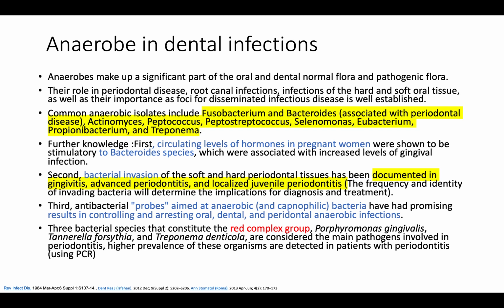Second, bacterial invasion of the soft and periodontal tissues in the GI tract and the mouth has been documented to cause gingivitis, advanced periodontitis, and even local juvenile periodontitis. I think that's good to know. If we know this, and we aim antibacterial probes against these bacteria, they may control and or arrest these sort of infections.